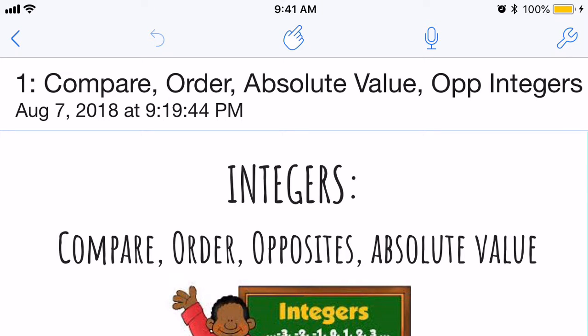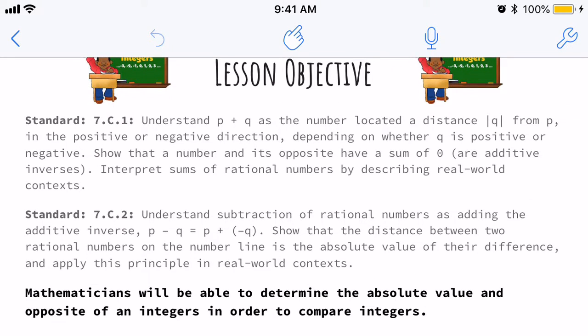All right, we are going to talk about integers. We're going to compare order, talk about opposites, and absolute value. The second page of every notes page will tell you the standards we're learning in 7th grade math, and then it will also tell you your goal for the day.